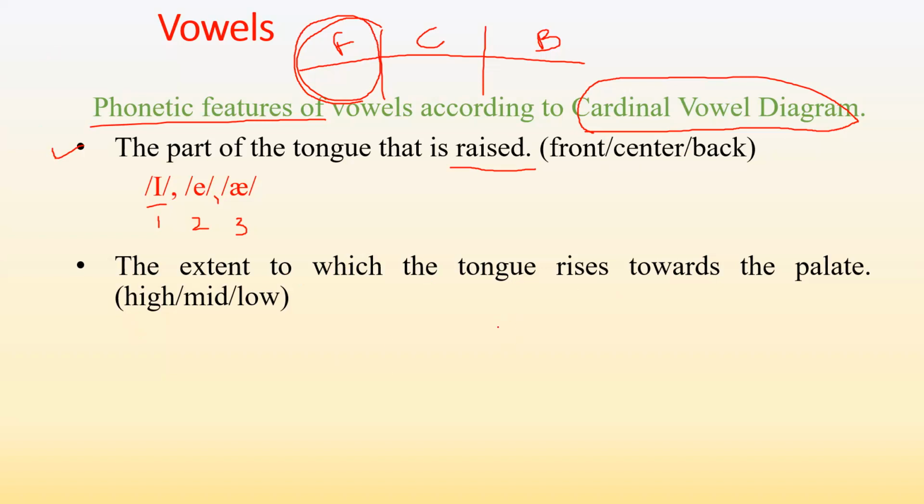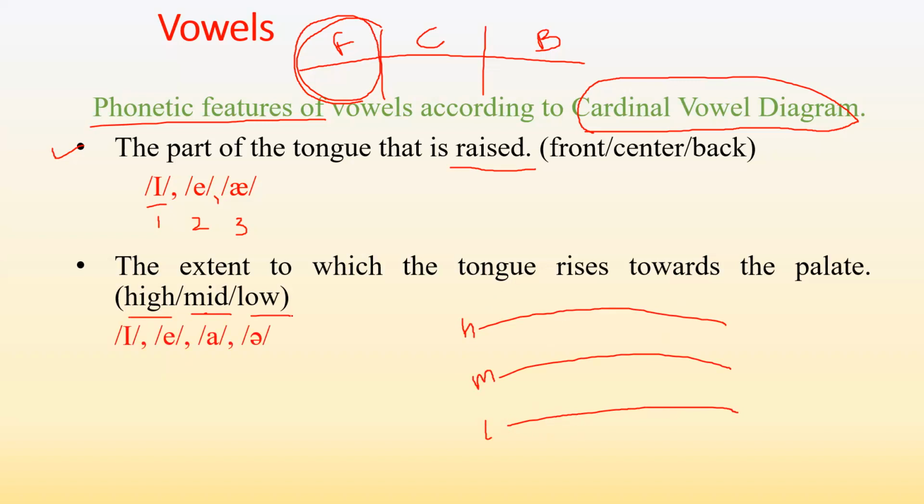The tongue can be in three different positions: high, mid, and low. Low position means the tongue lies very much down inside the mouth. High position means it is very close to the hard palate, and mid is in between. Accordingly, we have high, mid, and low, three different types of vowel sounds.